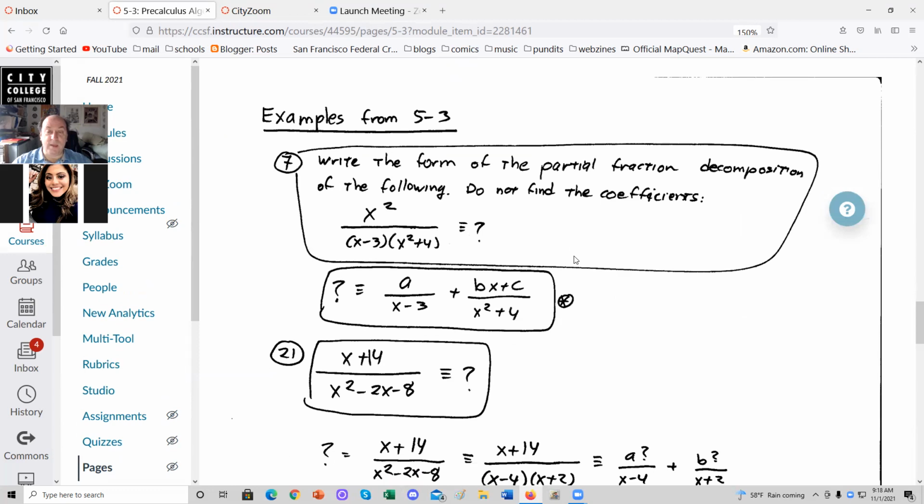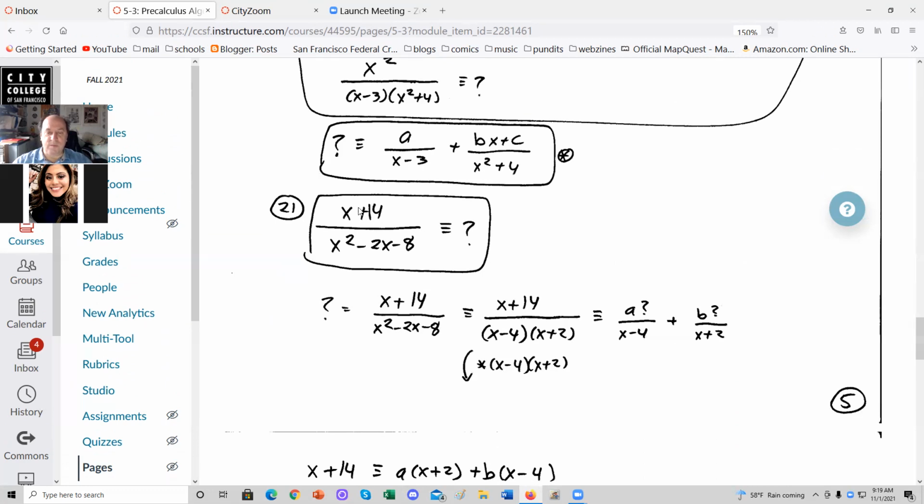Well, for one of these, they simply ask you to write the form of the partial fraction decomposition and not find the coefficients. So I'll do one like number 7. X squared over x minus 3 times x squared plus 4 is identical to what? Well, okay. The form will be a over x minus 3, because that's one factor, plus bx plus c over x squared plus 4, because that's an irreducible quadratic factor.